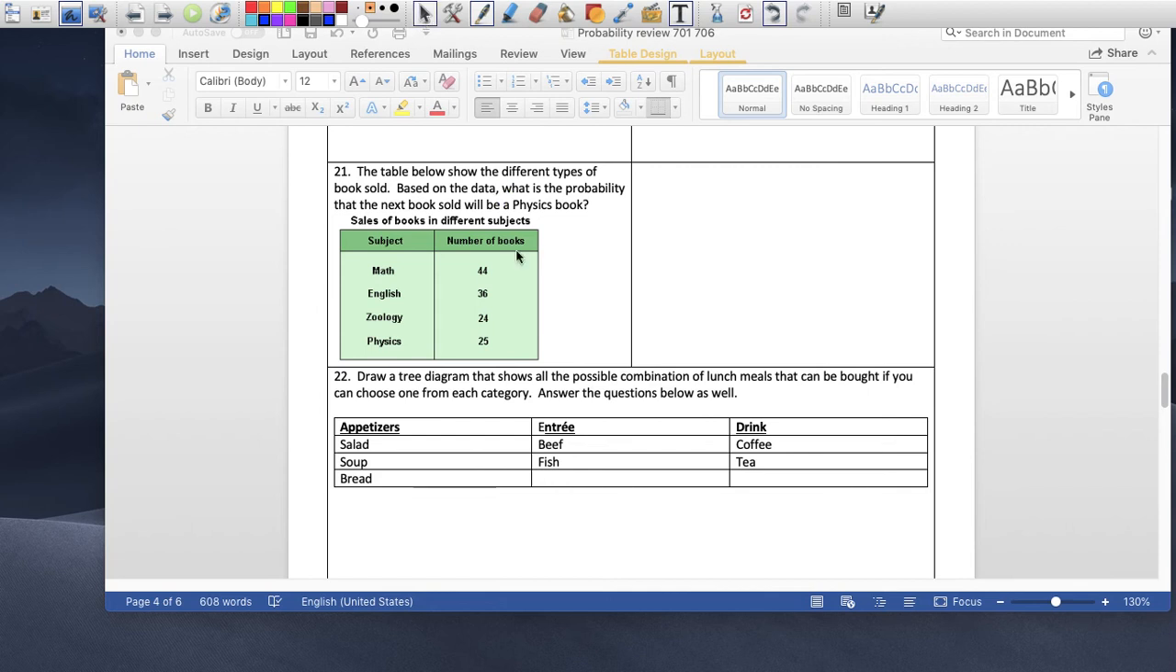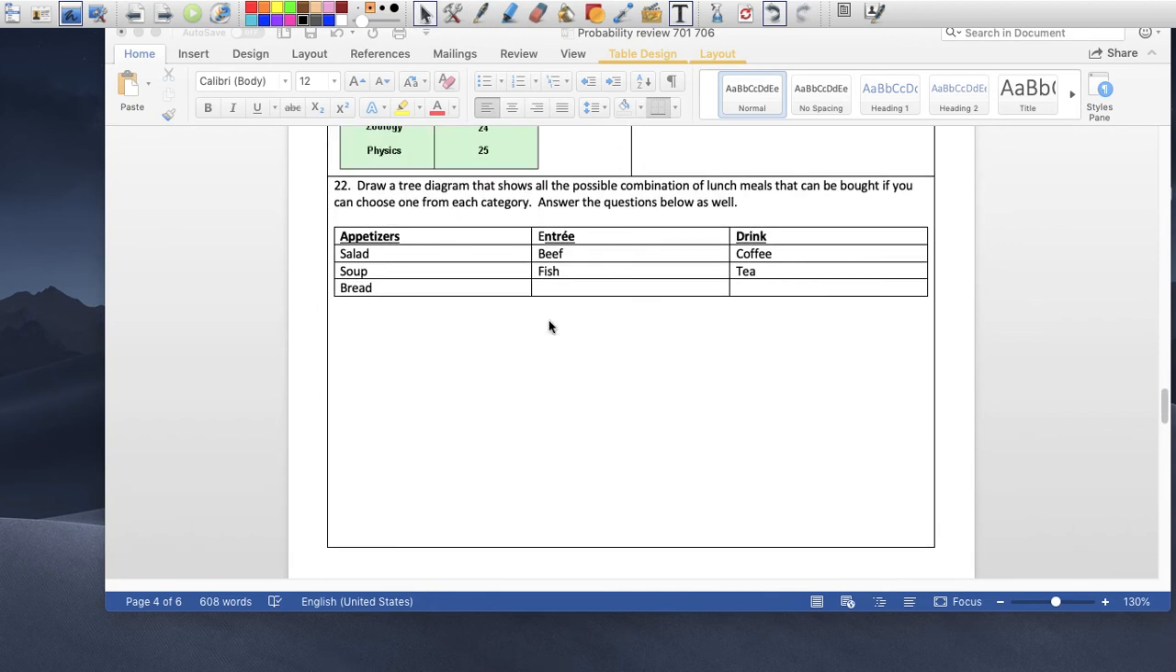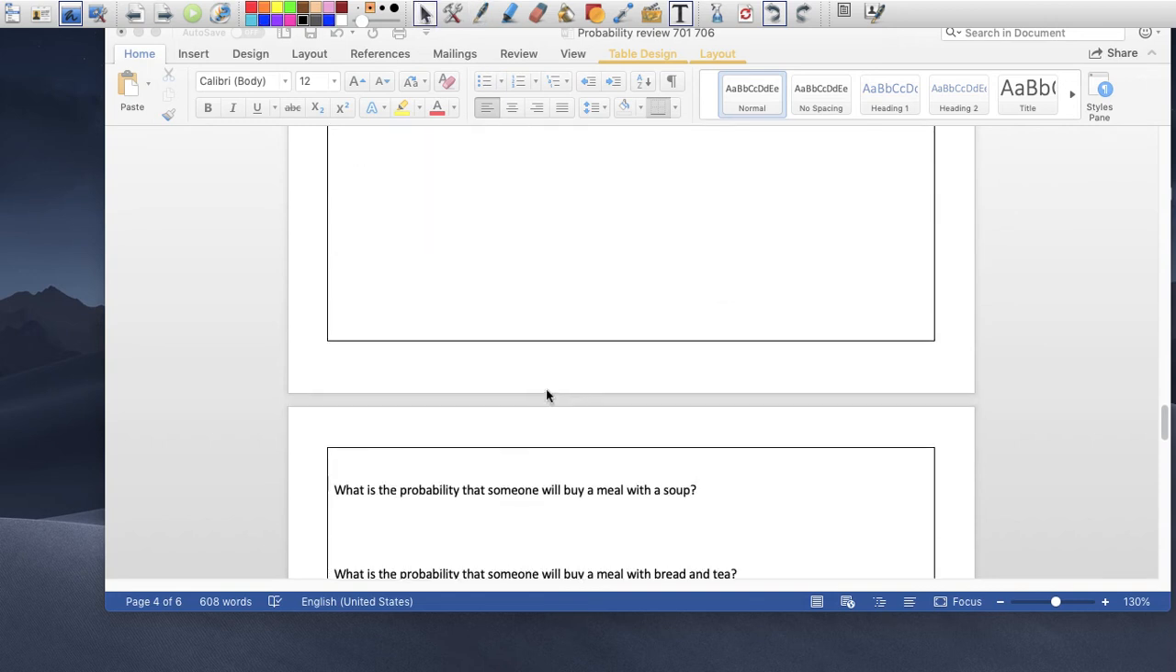22. Draw tree diagram. This will definitely be there. Exactly. You're going to be asked to draw one. So make sure you're very comfortable drawing one. So let's draw one. Here is a tree diagram that shows all the possible combinations of lunch meals that can be bought if you choose one from each category. Answer the questions below as well.